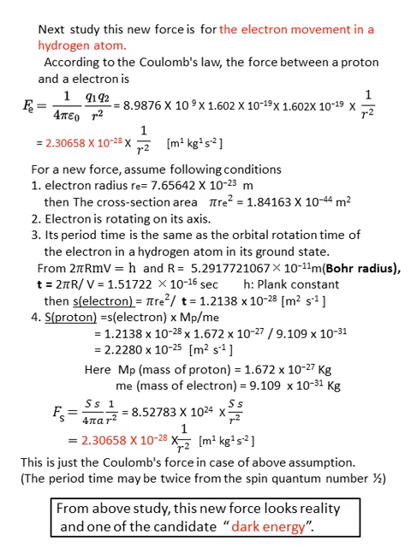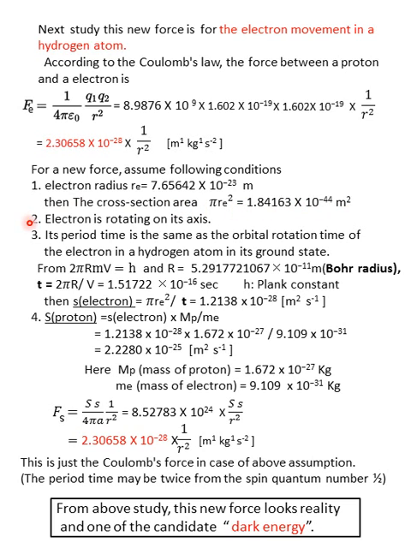Next study: this new force for the electron movement in the hydrogen atom. According to the Coulomb's law, the force between a proton and electron is this formula and this value, finally this value. For a new force, assume the following conditions. The first one is electron radius equals this value. This is rather small compared to recent estimation. Then the cross-section area is this value.